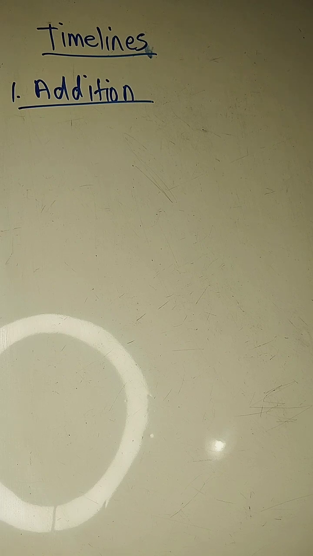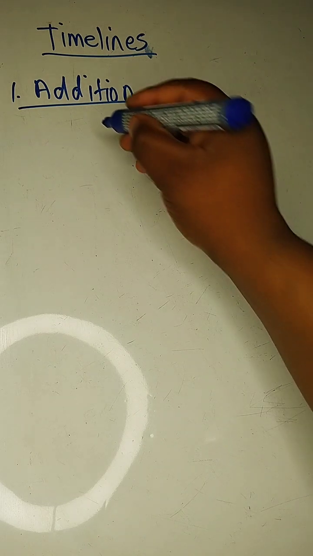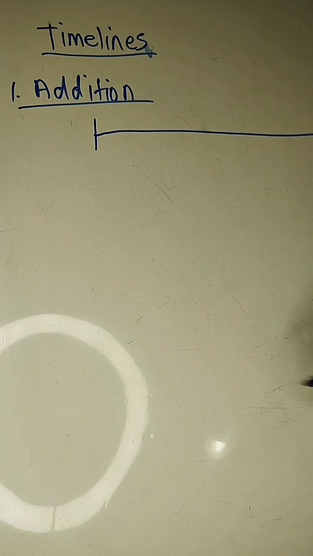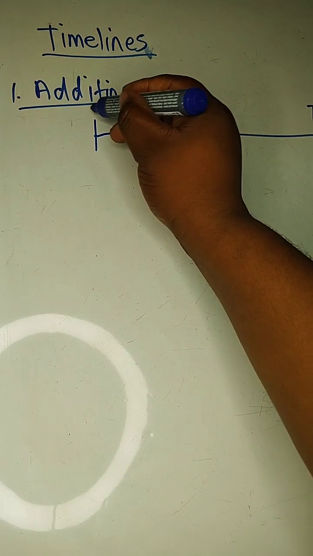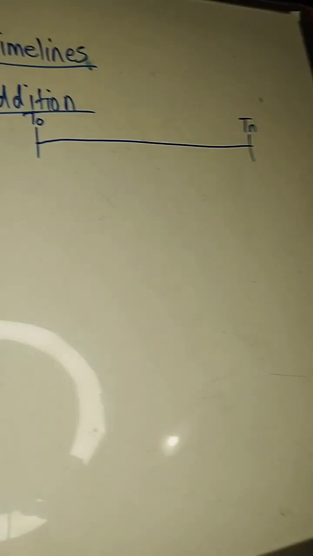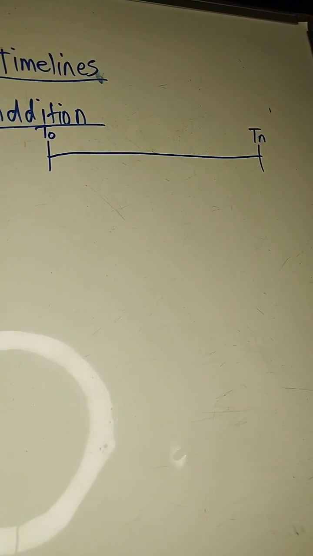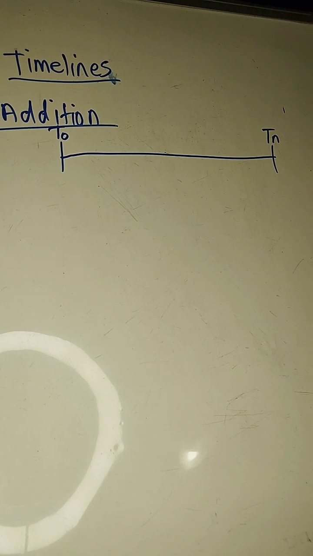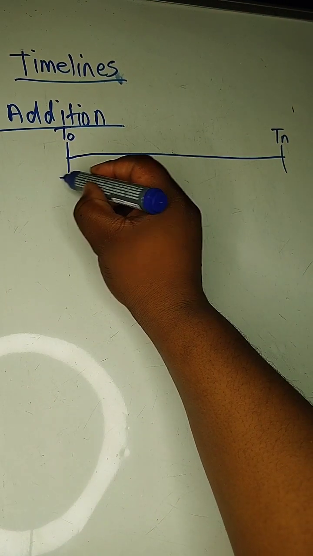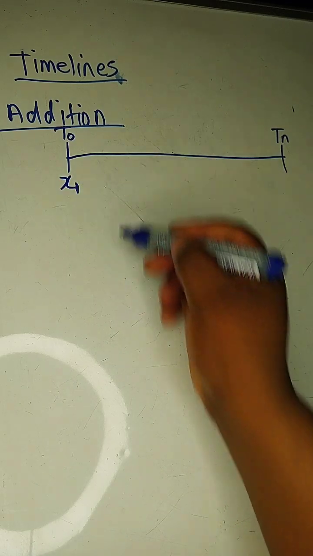Okay, now let's check this one. Timeline number one, the addition. Let's say I have a timeline that goes from here. Let's say for example, on this side I will use TN. Here I will use T0. Remember, this is just a general one. Then let's say here I invest X amount, X1 amount.